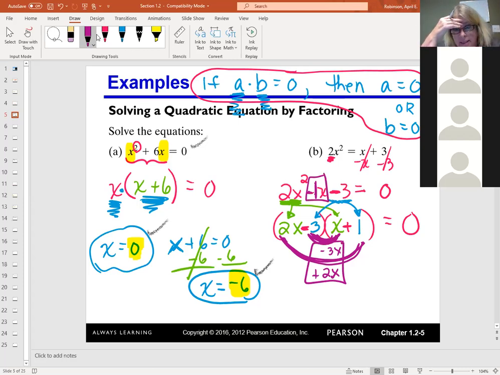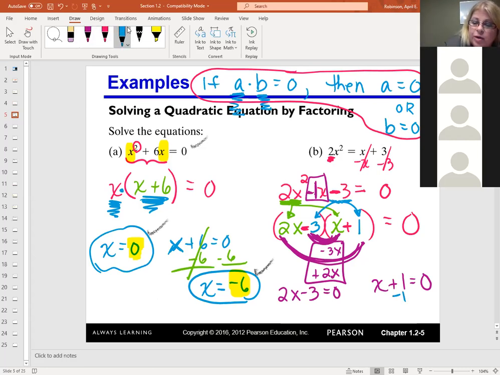Now that's doing it mentally. Later I have another example where I'm going to show you another method, which always works, but I don't really have room here, so I'll wait. So now that I've got it factored, my two possible answers are either the 2x minus 3 is 0, or the x plus 1 is 0. And now I've got two more equations I have to solve.